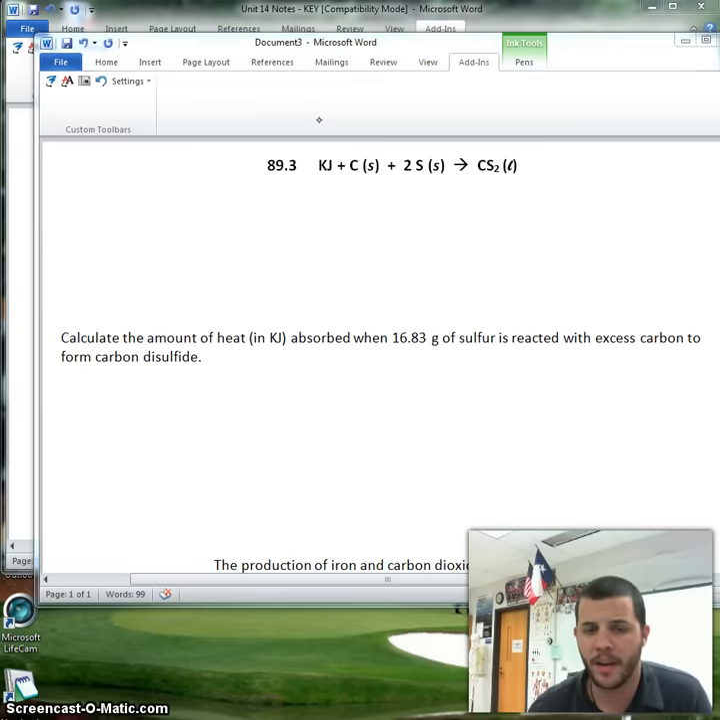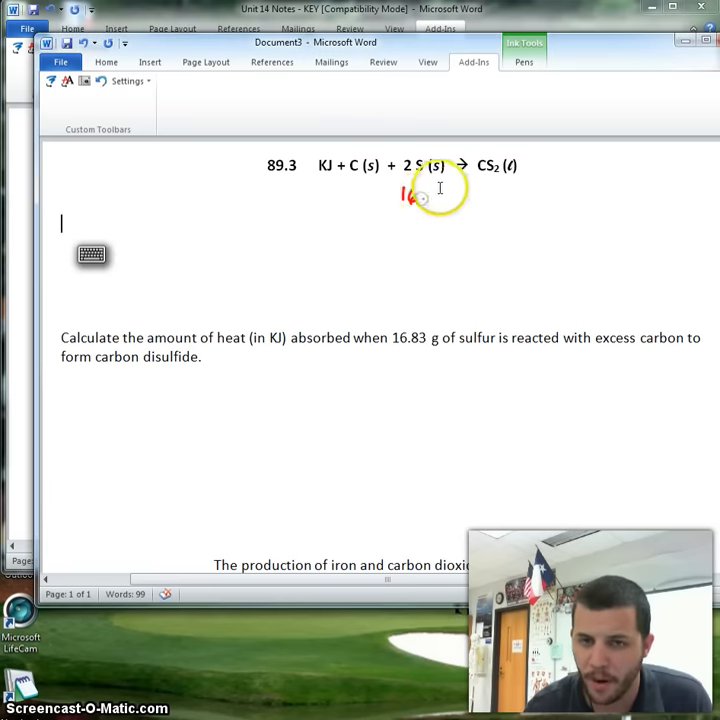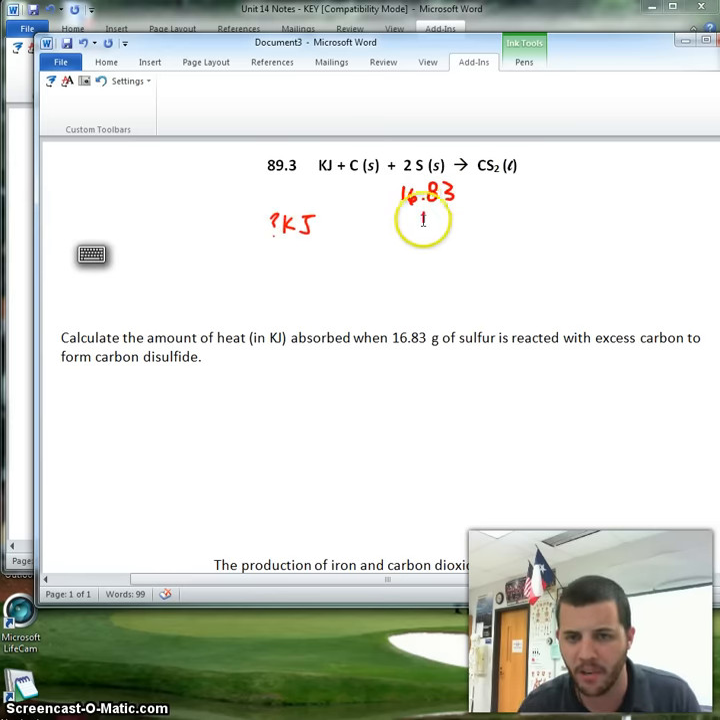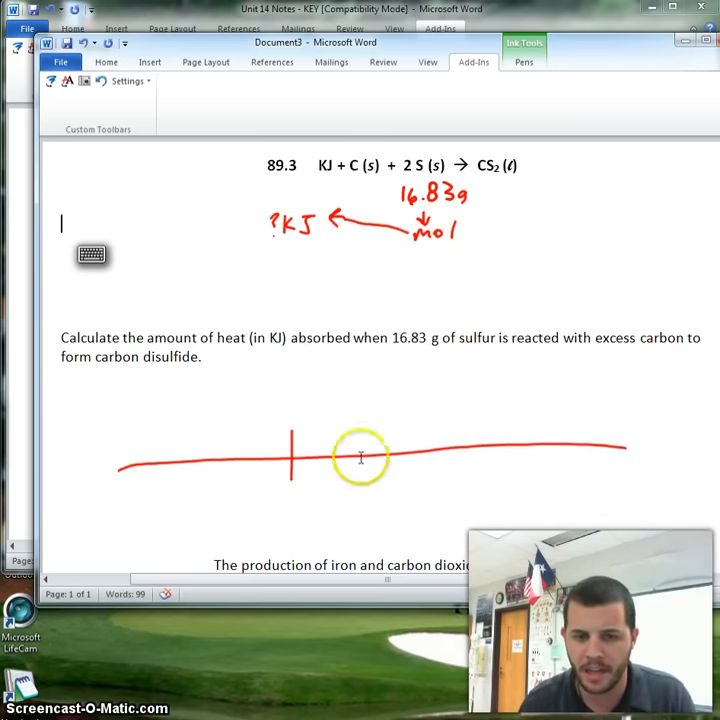It wants us to calculate the amount of heat in kilojoules absorbed with 16.83 grams of sulfur. So I've got 16.83 grams of sulfur, and I want to find question mark kilojoules. Same thing as the last problem, guys. I'm going to go from grams to moles and moles to kilojoules. The only difference in this problem is my coefficient in front of sulfur.